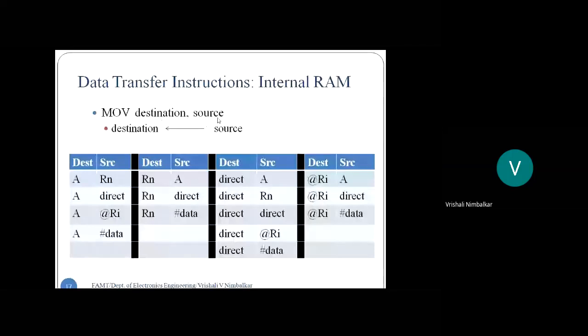If the accumulator is the destination, all 4 addressing modes are possible. If register Rn is the destination, then direct and immediate addressing modes are possible. If the destination is a direct memory location, all 4 addressing modes are possible. And if the destination is indirect memory, only 2 addressing modes are possible, right? And always remember, data transfer with the accumulator is possible in all cases, right?